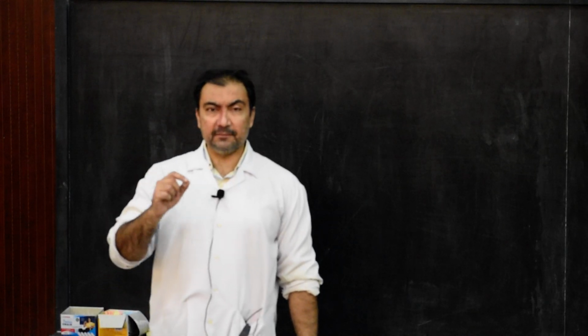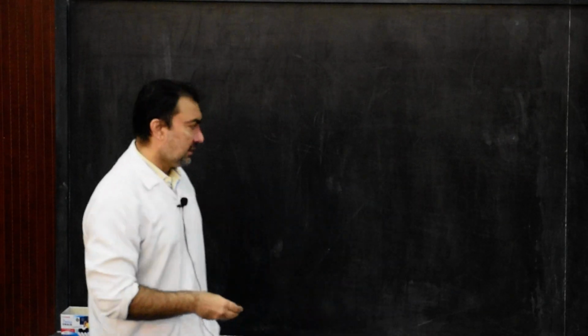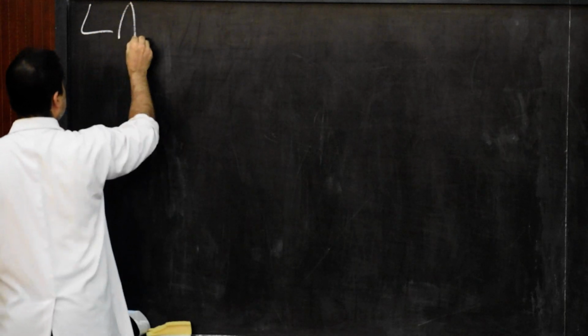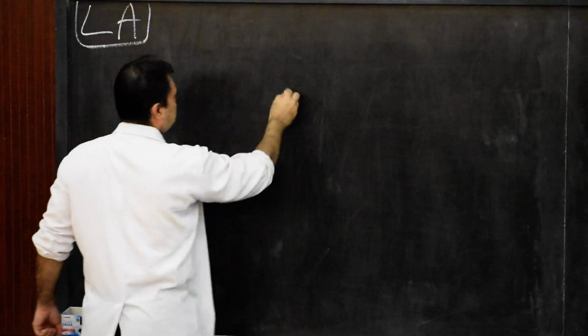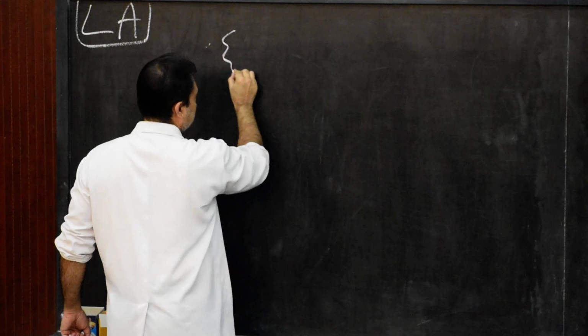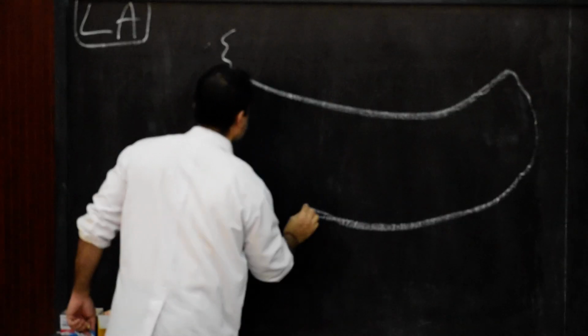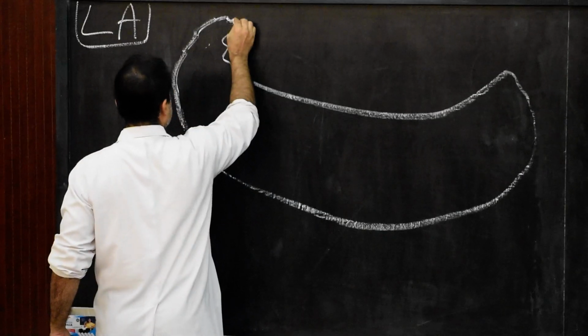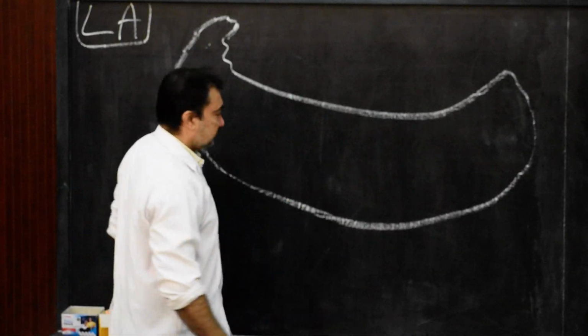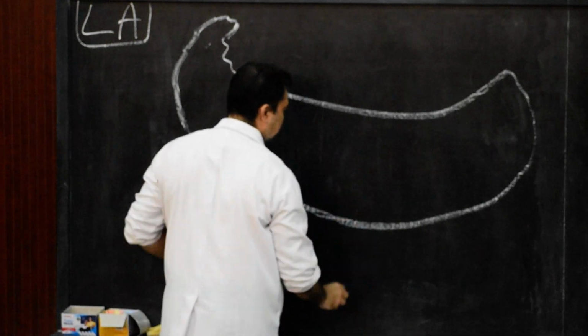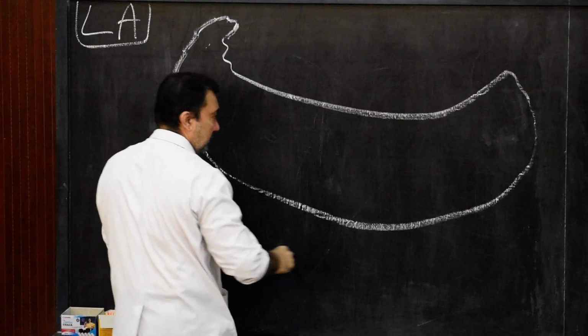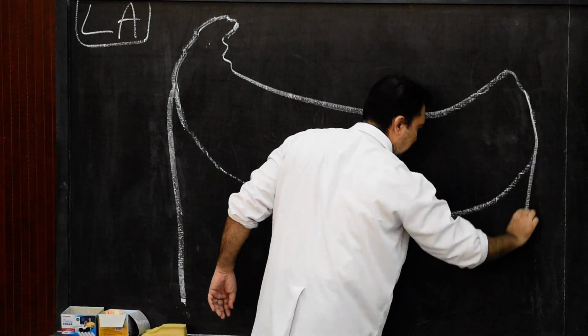Good morning, students. Here we start with the gross anatomy of the left atrium. In the gross anatomy of the left atrium, first of all, if we draw this as the cross section of the left atrium over here, and we show this as the left atrium. So this will form the base of the heart, and below this will continue with the respective borders.